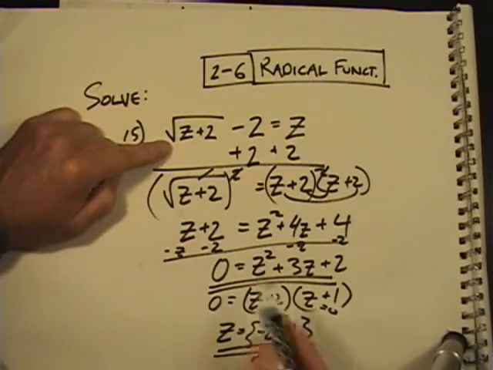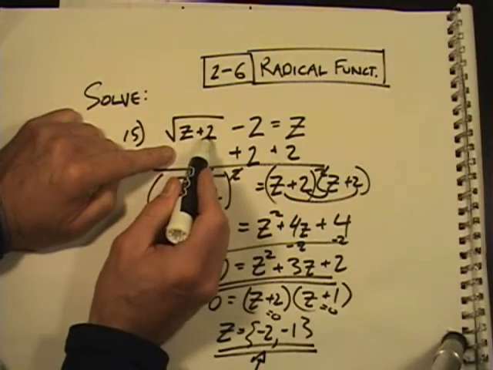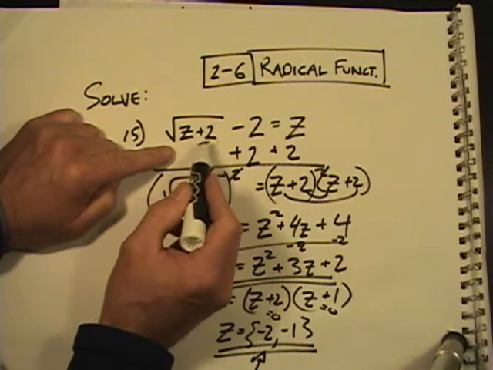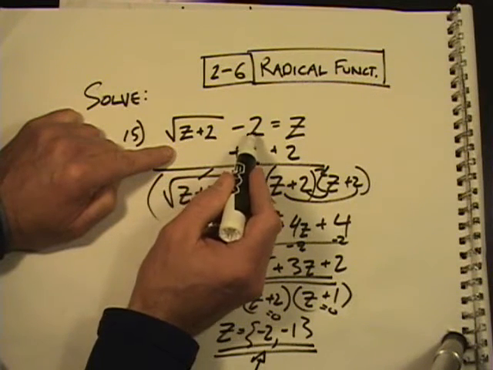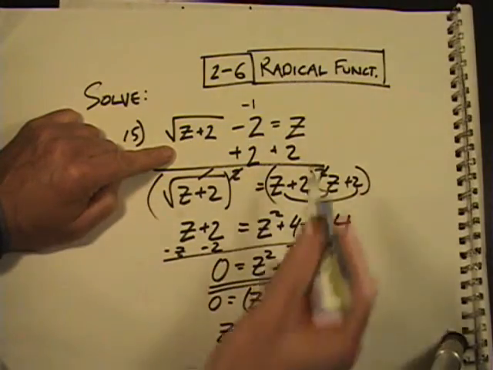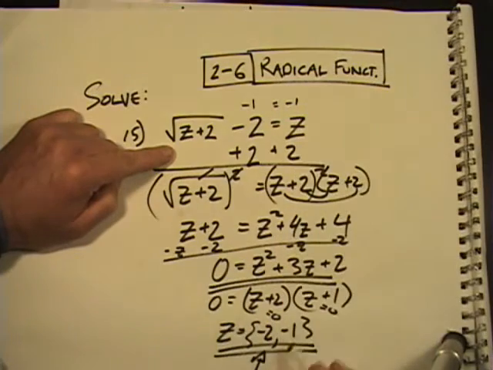When I plug in negative 1, plus 2 is a positive 1. I can take the square root of that, that's 1. 1 minus 2 is negative 1. I'm going quickly, but you can do this on your own. And that is indeed equal to negative 1. So both of these are okay. Alright?